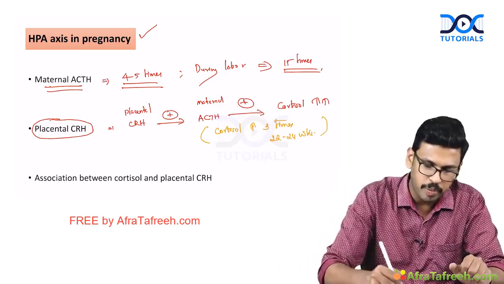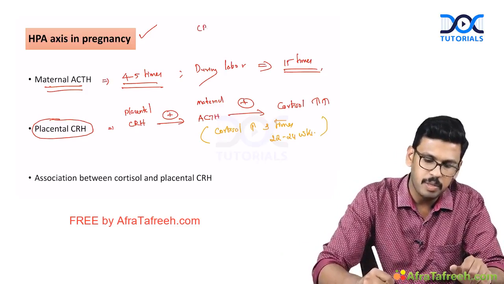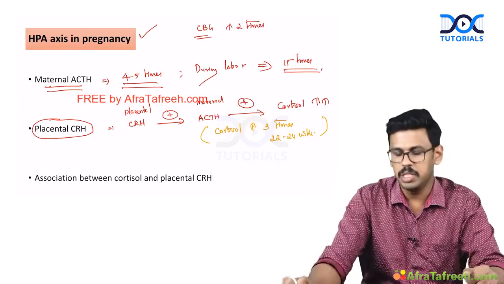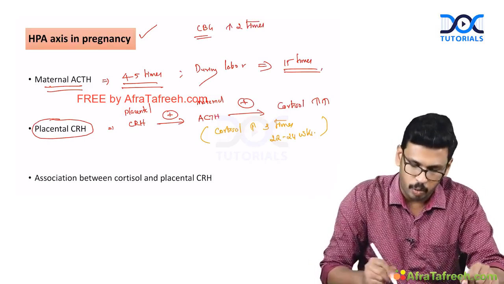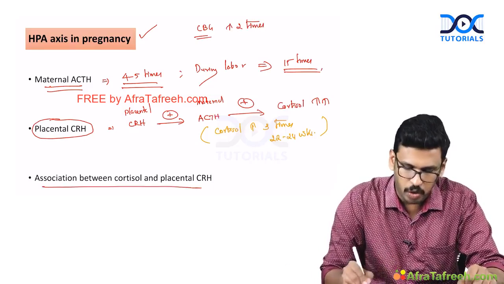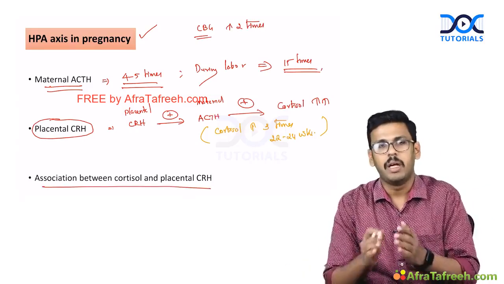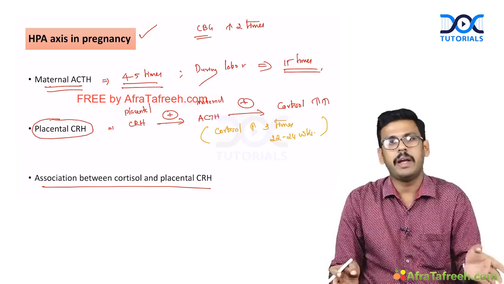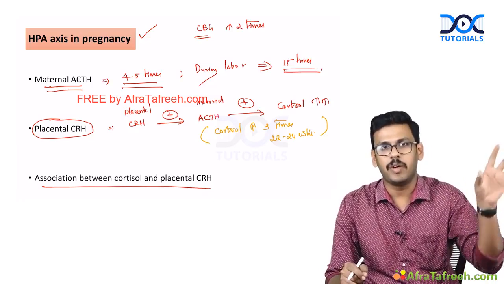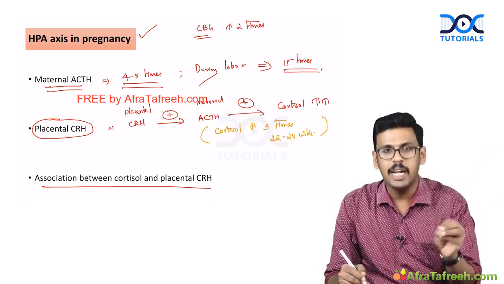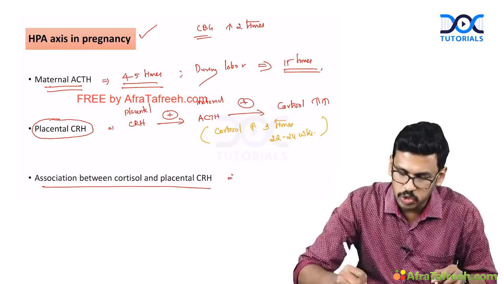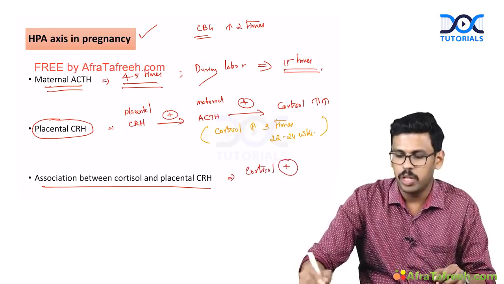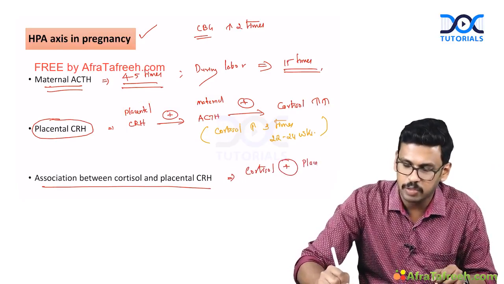The other change to this axis includes that CBG levels increase 2 times due to the effect of estrogen. Now, a very important association between cortisol and placental CRH is that in our body, increased levels of cortisol would exert feedback inhibition on the ACTH as well as CRH, whereas high levels of maternal cortisol stimulate placental CRH. That is a very unique association. Cortisol stimulates placental CRH. Very important.